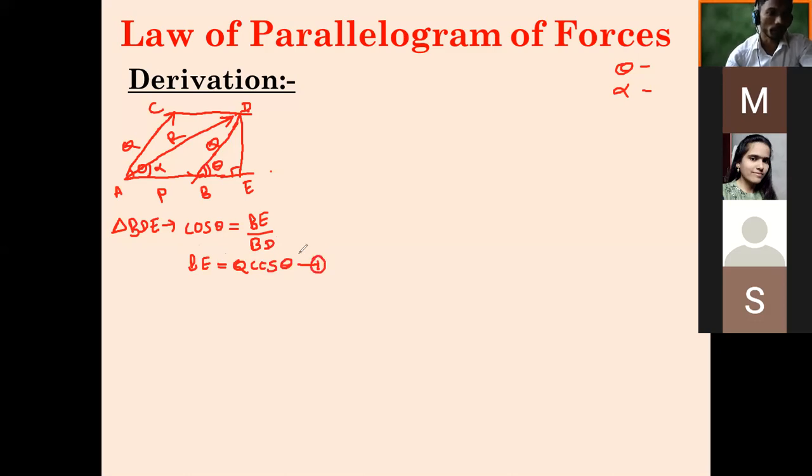Similarly, in triangle BDE, what will be the value of sin theta? DE upon BD. So from this, what will be the value of DE? Q sin theta. So this will be equation number 2.